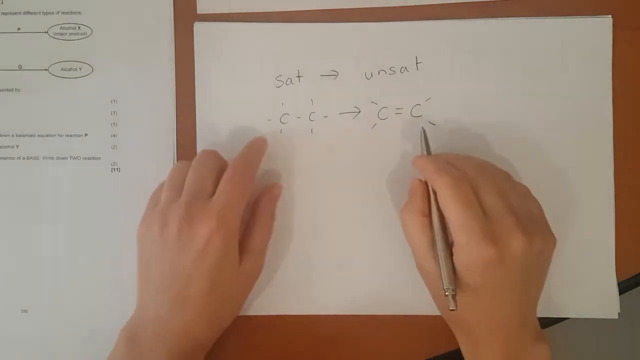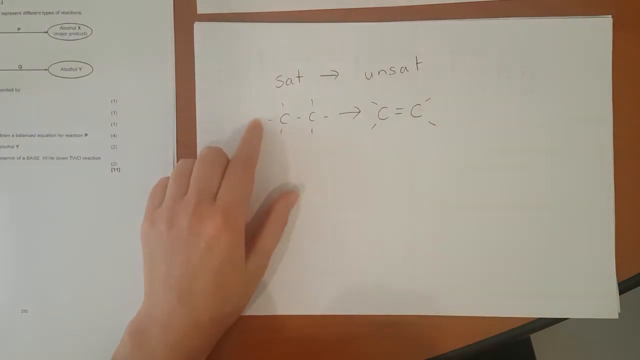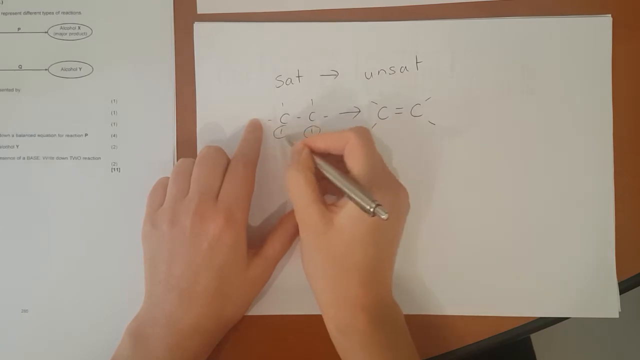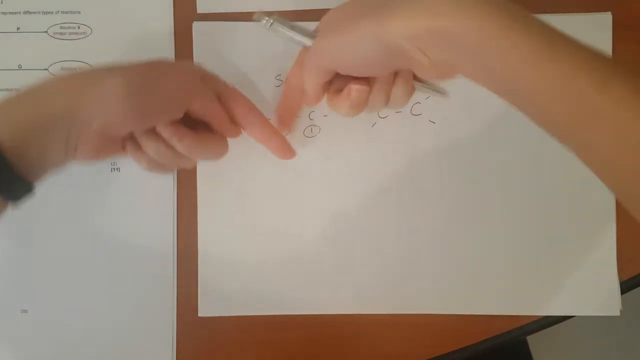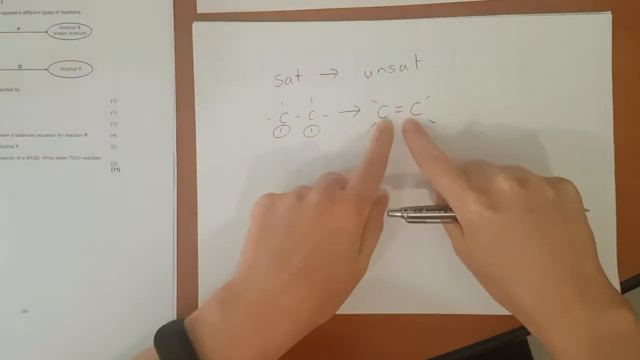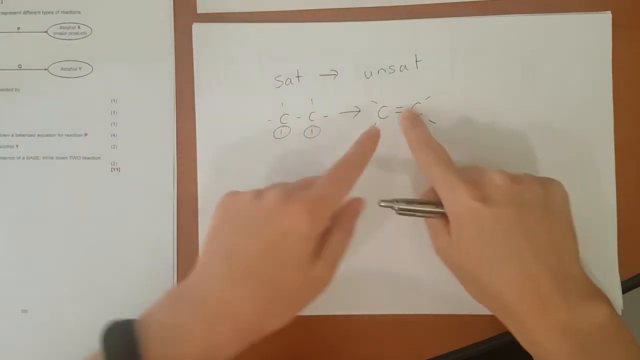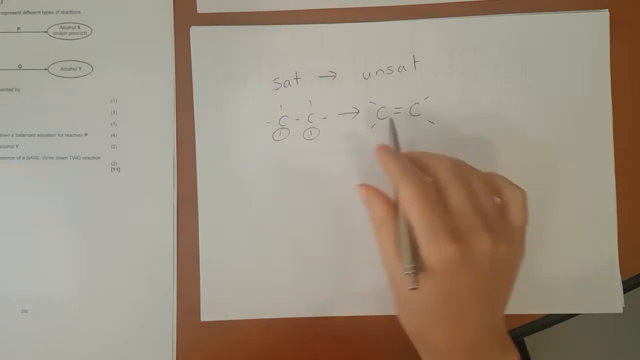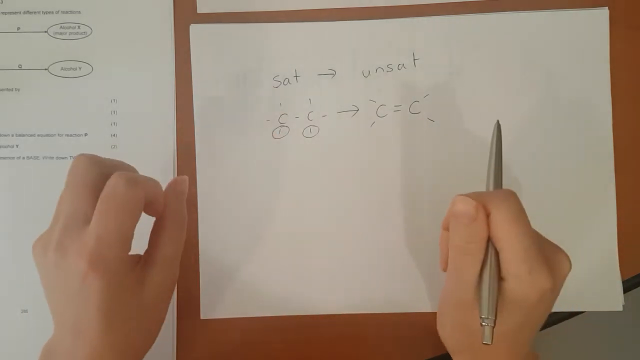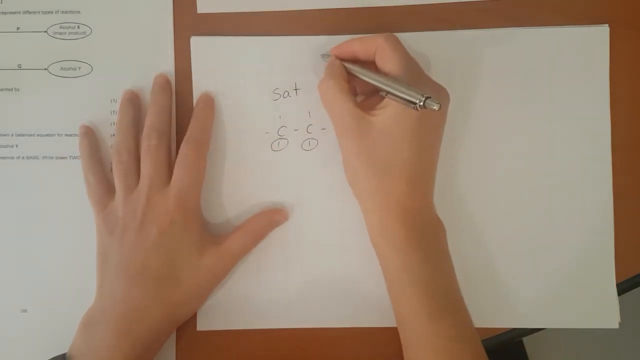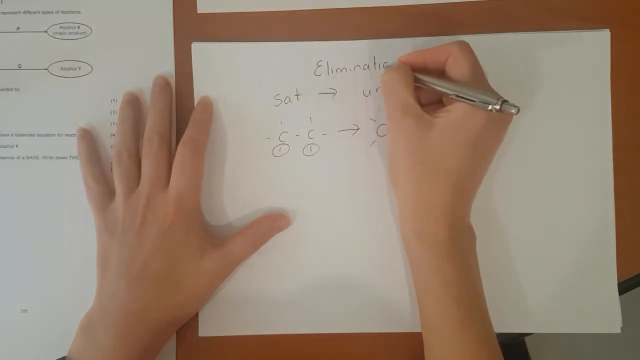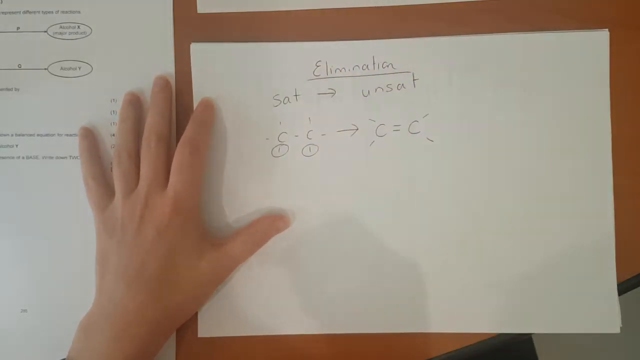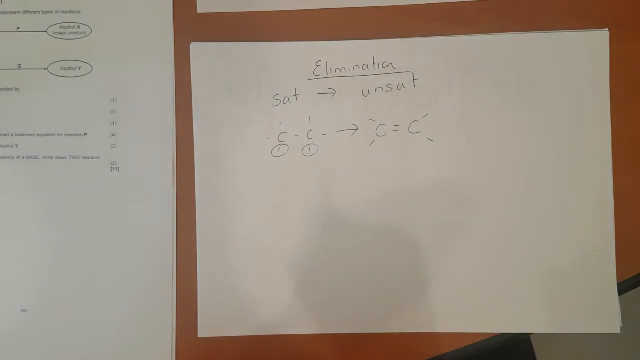If you're going from saturated to unsaturated, you're essentially kicking something out. So in this case, you'd be kicking out two hydrogens there, and those two bonds then go and form a double bond together. So those two bonds became that bond. If this happens, you've kicked something out or eliminated something, and then it's called an elimination reaction. So that's the first type of different reactions in organic chemistry.